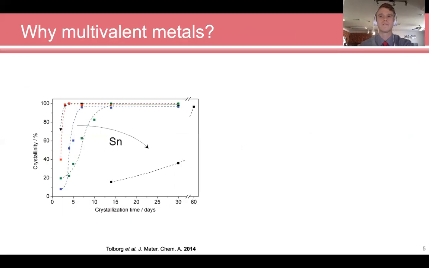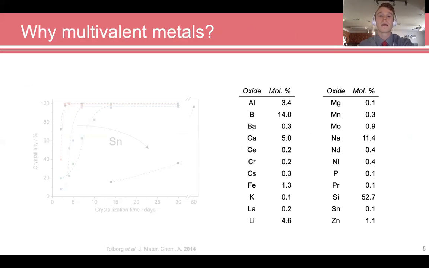So why are we looking at multivalent metals? Well, previous studies have demonstrated that tin can dramatically suppress zeolite crystallization rates. And then furthermore, here's an example nuclear waste glass composition. You can see that there are plenty of multivalent metals in the glass. So we want to identify which of these can most effectively suppress zeolite crystallization.